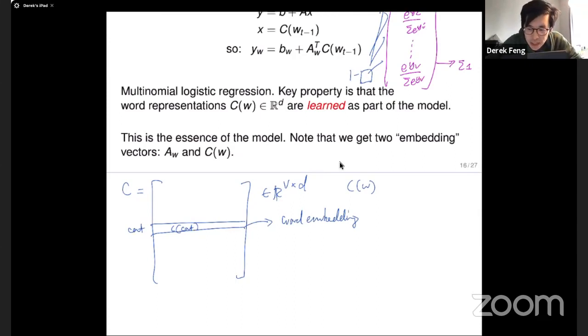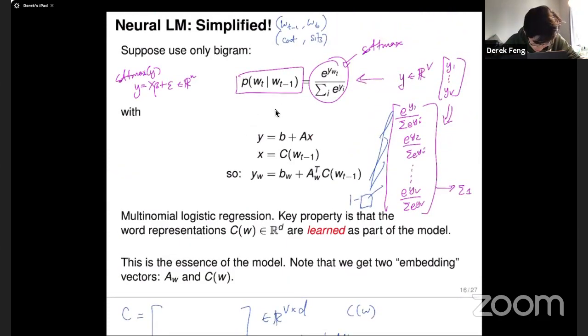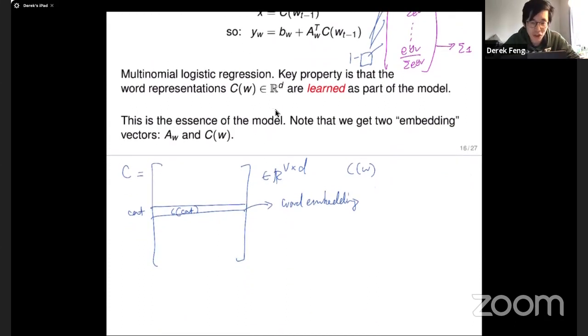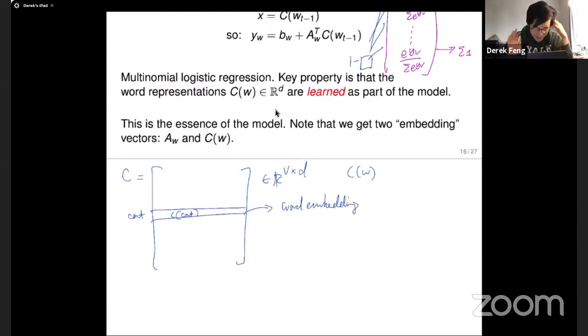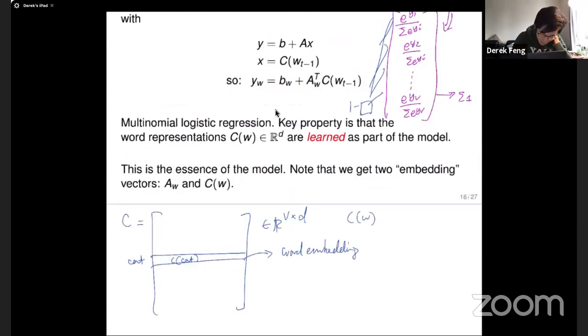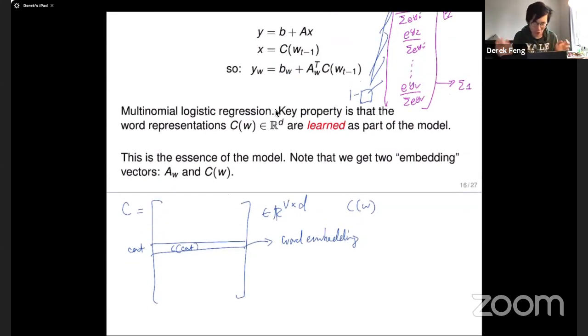So is Y not an indicator for a word in the vocab? I haven't explained what Y is yet. It is not that. Okay, let's go slowly. There are a few things going on. C, so far this is C, right?